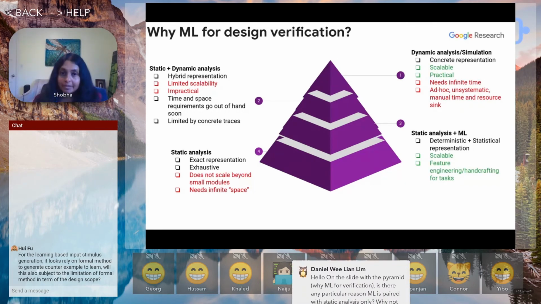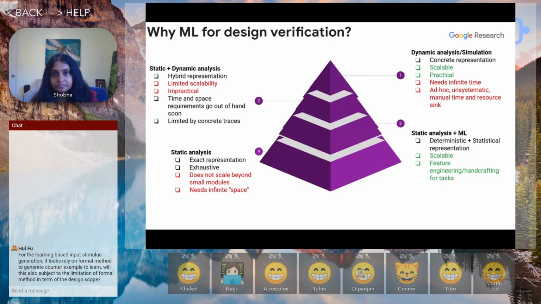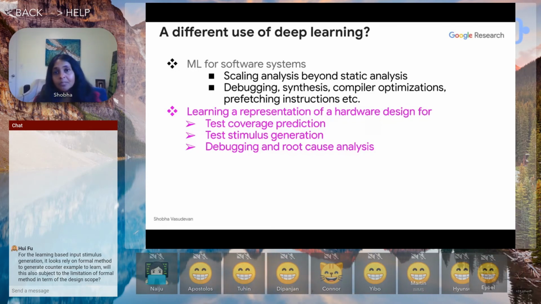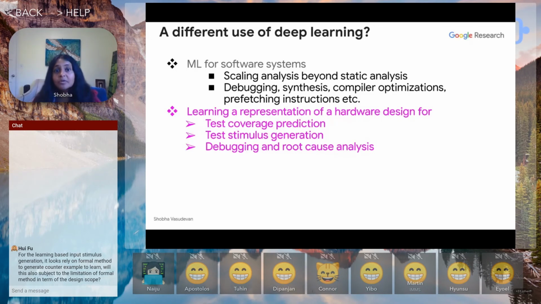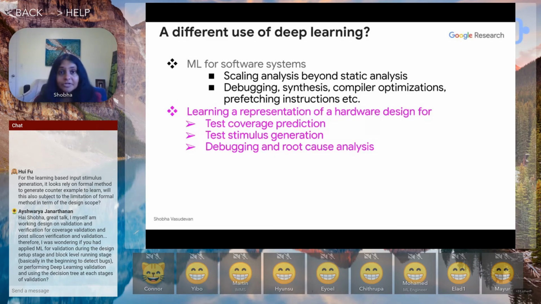Is there a workaround to this which would make it much more generalizable across the board for design verification problems? And that's the flavor of the kind of work that we have been looking at while at Google. Is it possible to use deep learning for some of these problems? And in our experience, we know that deep learning has been used for software systems, for scaling analysis beyond static analysis, and multiple compiler optimizations, testing, debugging. For software systems, this is a very thriving area of research. And the question is, is it possible to do this kind of deep learning approach for hardware design, for solving all these problems which are so daunting in intellectual as well as practical terms?